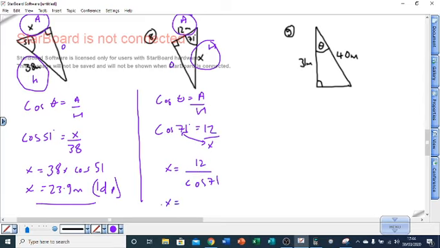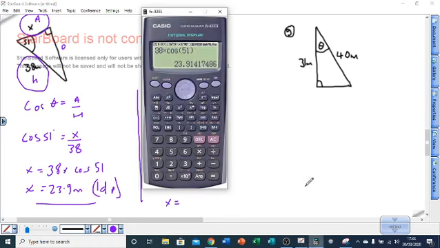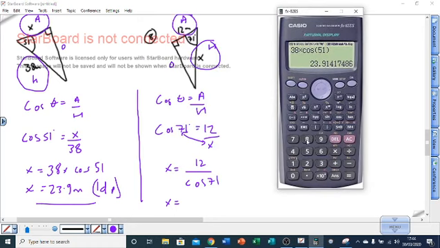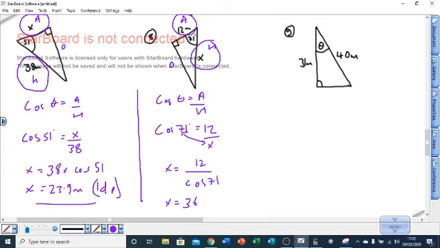So x is simply equal to, and calculator out, all I've got to do for that is 12 divided by cos of 71, close brackets, equals. It's a length, it's in meters, to 1 dp is 36.9, so 36.9 meters to 1 dp.